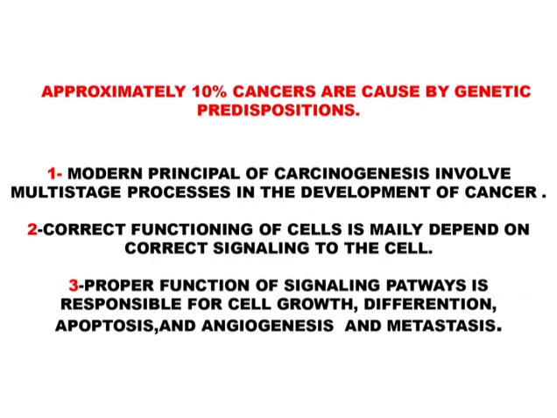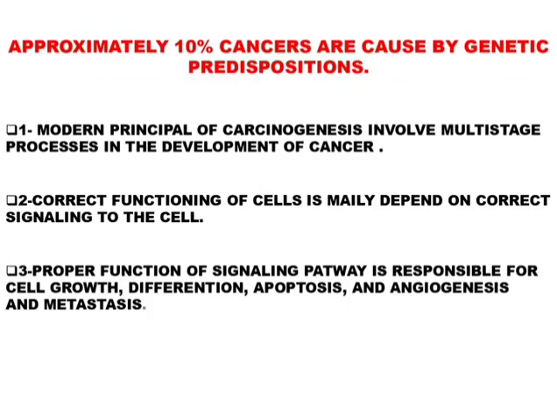So the modern principles of carcinogenesis involve a multi-stage process in the development of a cancer. Basically, the cell's correct functioning entirely depends upon the signaling to the cell. If there is a bad signal, the cells will alter their behavior. A proper function of the cell signaling pathway is responsible for cellular growth, cell differentiation, apoptosis, angiogenesis, and metastasis. All of these are related to a correct signal, or an incorrect one if there is a bad signal. So it entirely depends upon these factors.